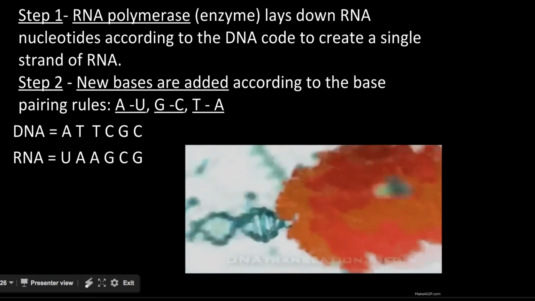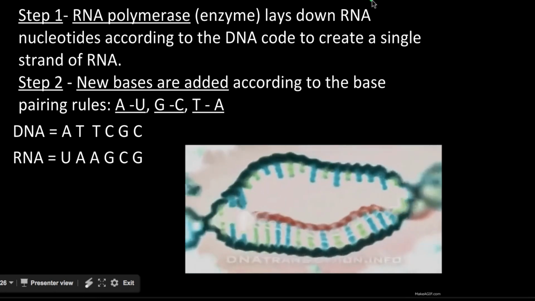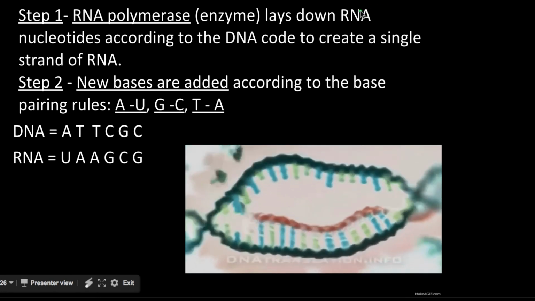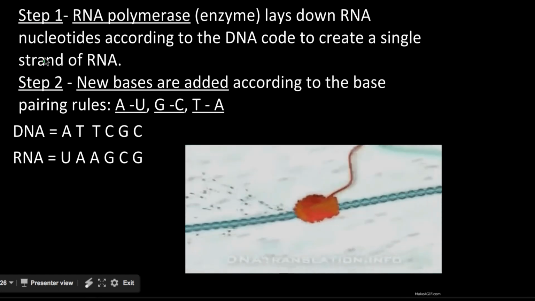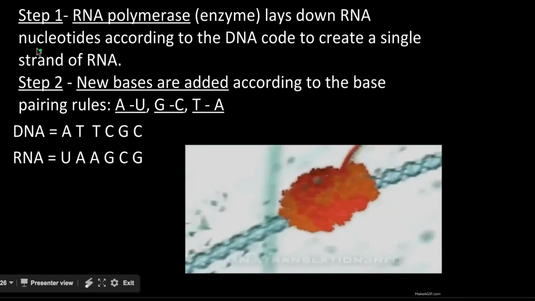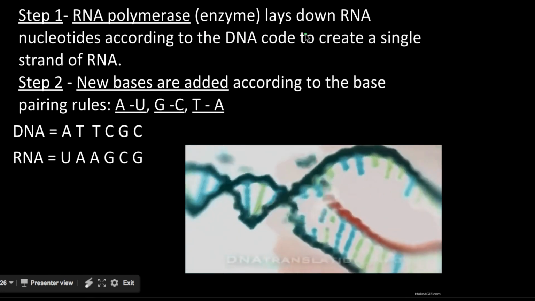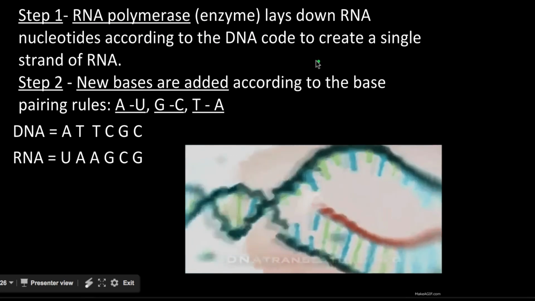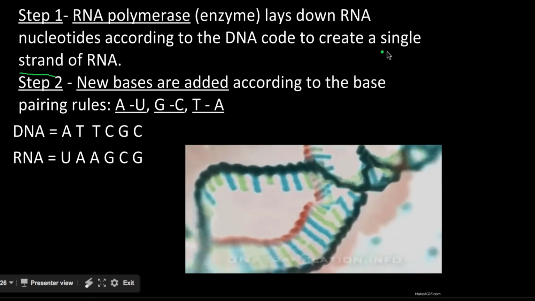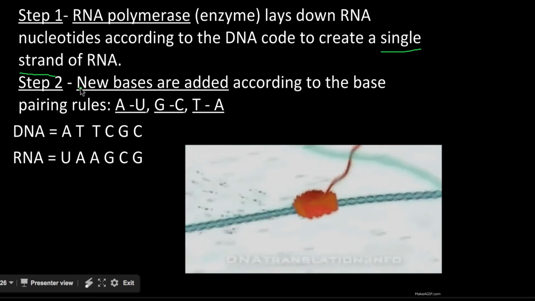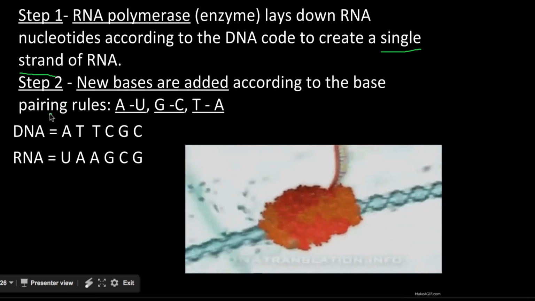Understand that transcription is this process that we see up top. We have DNA being turned into an RNA molecule. So that's what transcription is doing. We're basically taking a complex process and breaking it down into 2 steps for notes here, just so you can see what's going on. Step 1, RNA polymerase is an enzyme. It lays down RNA nucleotides according to the DNA sequence to create a single strand of RNA. There's that single strand again. And then step 2, the new bases are added according to the base pairing rules, just like we talked about in the previous slide.